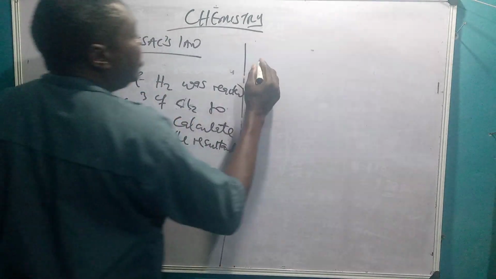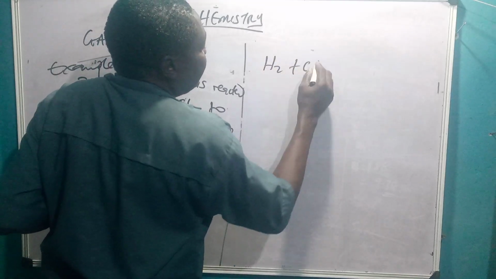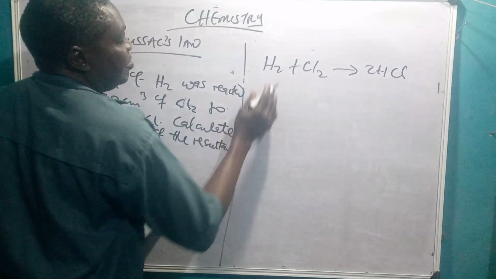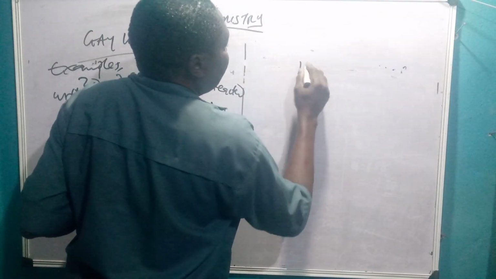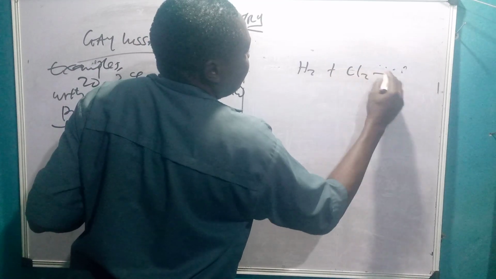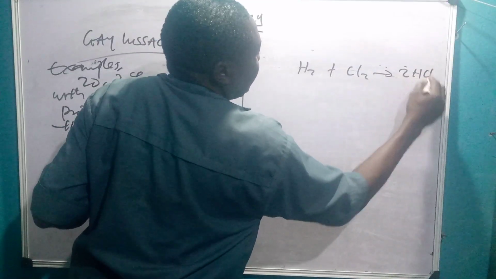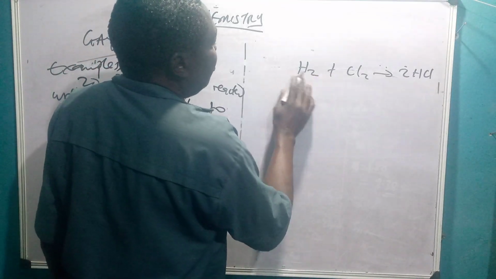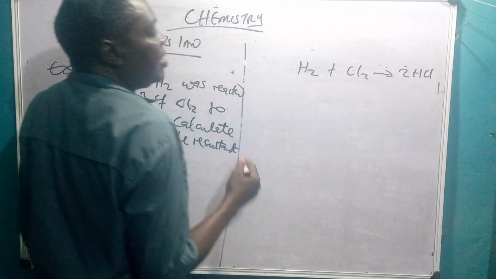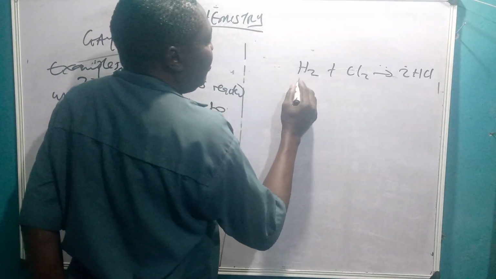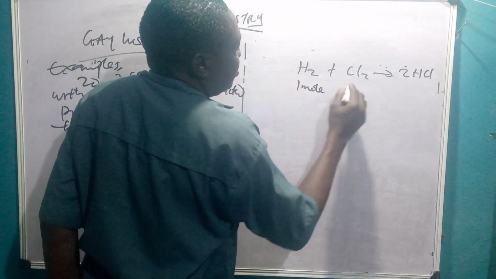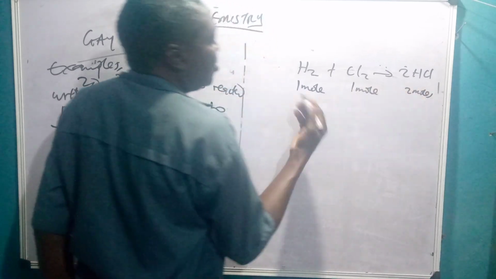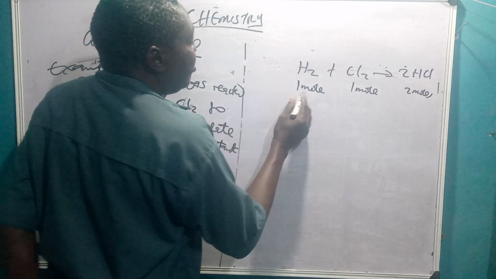Hydrogen and chlorine. You have H2 plus Cl2 to give you 2HCl. Yes, this is a balanced equation. One molecule, one molecule, two molecules. Now, you say here you have 1 mole, 1 mole, 2 moles. You can also call it 1 volume based on Avogadro's law, but let's leave it like that.